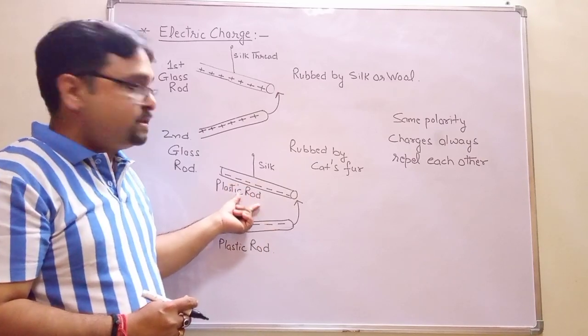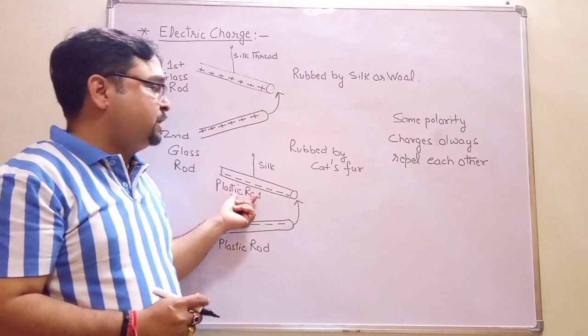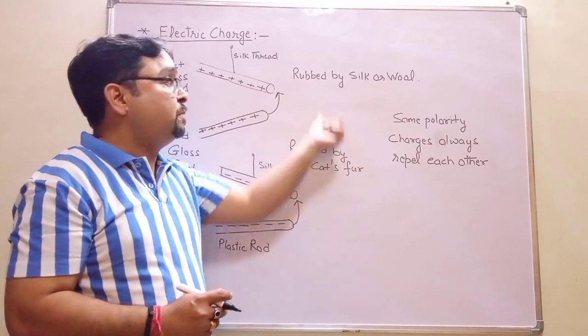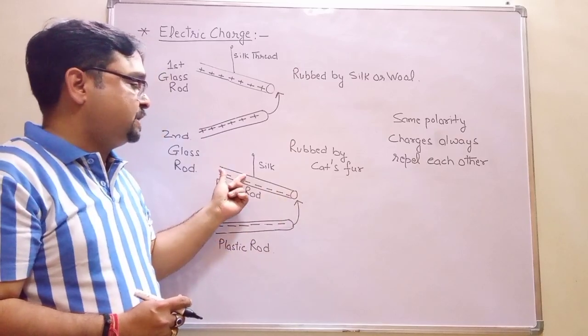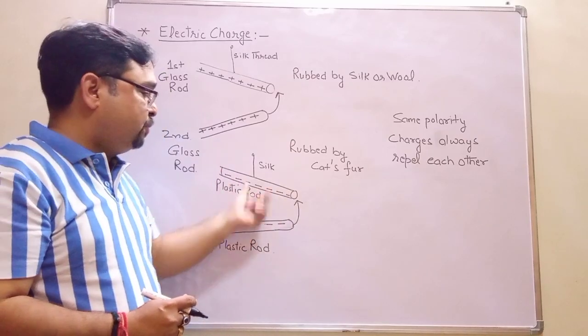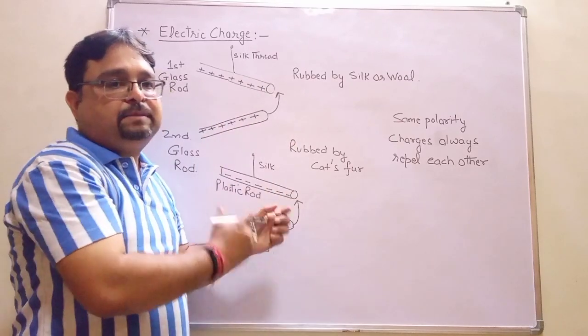In the second case, there is a plastic rod instead of a glass rod, and the plastic rod is rubbed by cat's fur, not by silk or wool. So negative charge appears on the plastic rod, and both these rods will repel each other. So this is how a body can be charged or electrified.